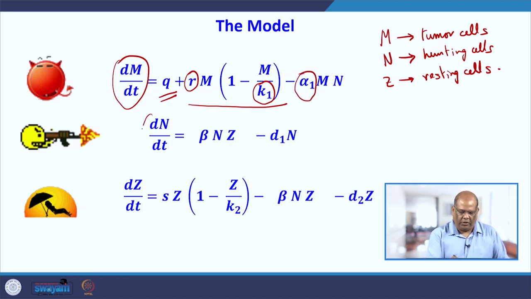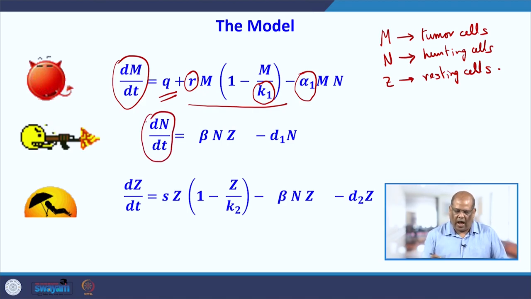In the second equation, this is the rate of change of the hunting cells, and when they come in contact with the resting cells, they are converted to these hunting cells, which in turn help in killing the tumor cells. So, there is an increase, and the resting cell is the source for these hunting cells. This D1 is the rate at which there is a natural decay of these hunting cells.